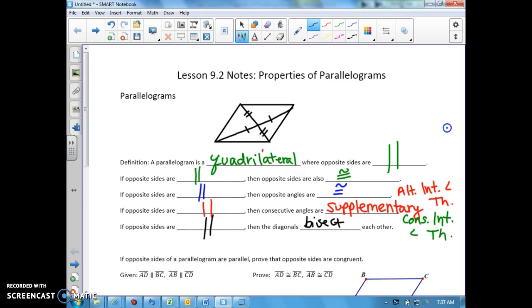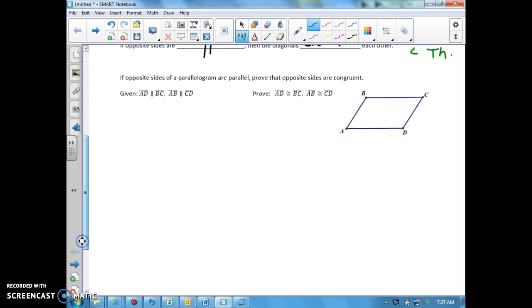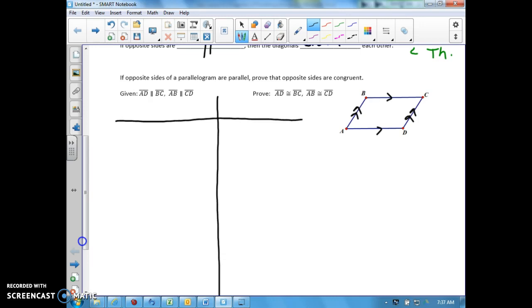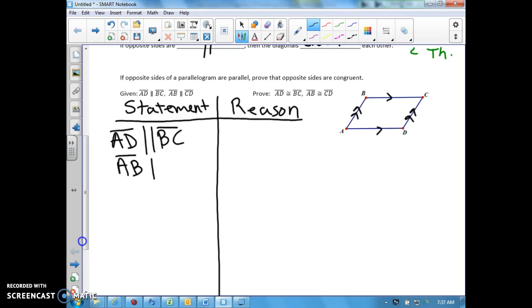So let's take a moment real quick to prove that because my opposite sides are parallel, the opposite sides must also be congruent. So I'm going to start out like we always do. Statement and reason. I know it's been a while. And we begin with our givens. AD is parallel to BC, and AB is parallel to CD, because they're given.